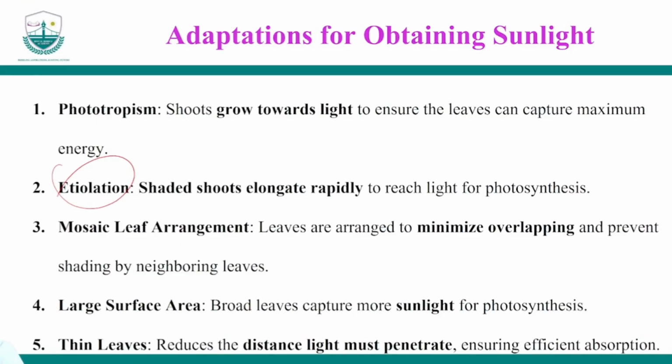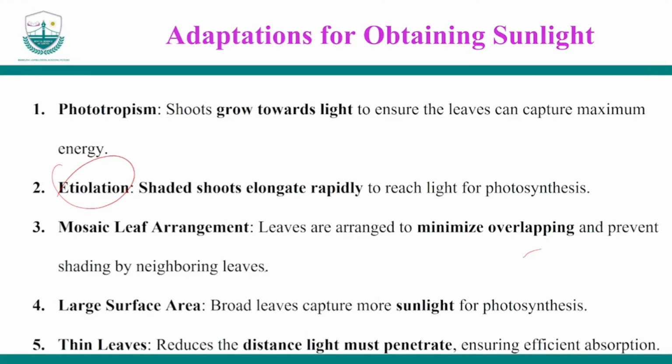And then we have the mosaic leaf arrangement, that's such that you don't want to have the leaves of the same plant covering other leaves. So that means that the leaves have to be arranged so that they do not cover or inhibit the exposure of other leaves from getting sunlight. So that's what we talk about there. So it prevents overlapping and also prevents shading of neighboring leaves.